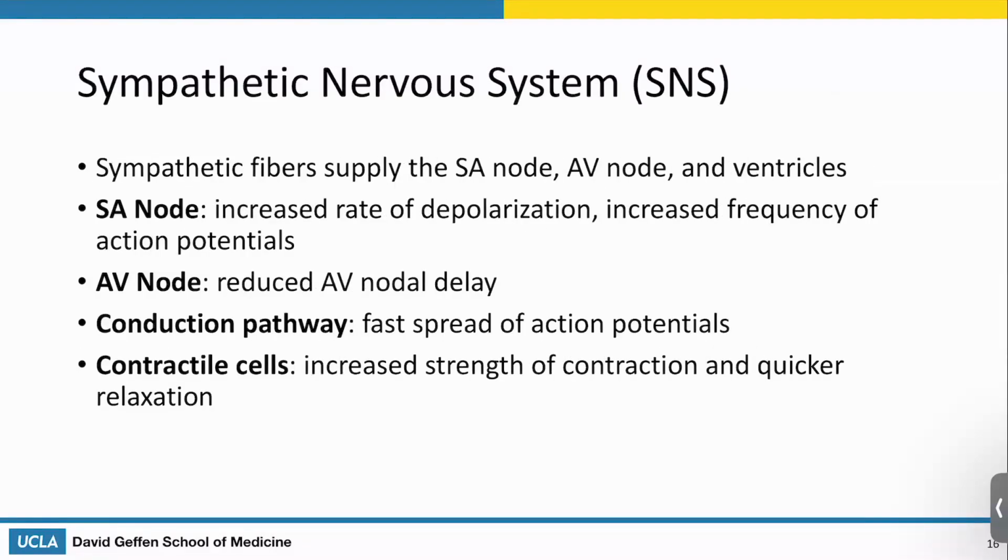Your sympathetic nervous system is going to be fibers that supply the SA node, AV node and the ventricles. So at the SA node it increases the rate of depolarization and increases the frequency of action potentials. And at the AV node, it reduces AV nodal delay, so it speeds it up through there. The conduction pathway is going to be a fast spread of those action potentials, and it increases the strength of contraction and quicker relaxation, speeding things up, right? Fight or flight.